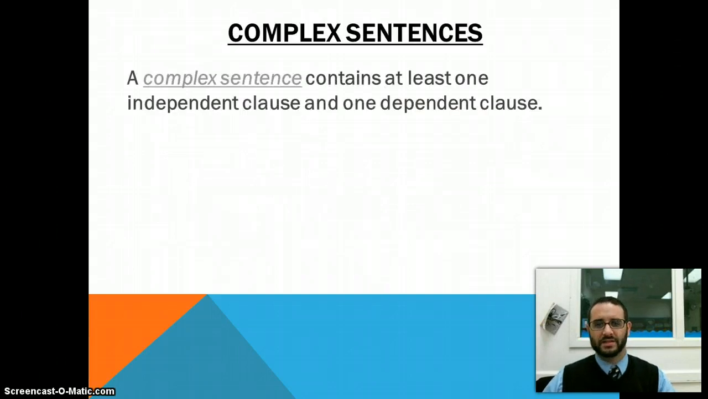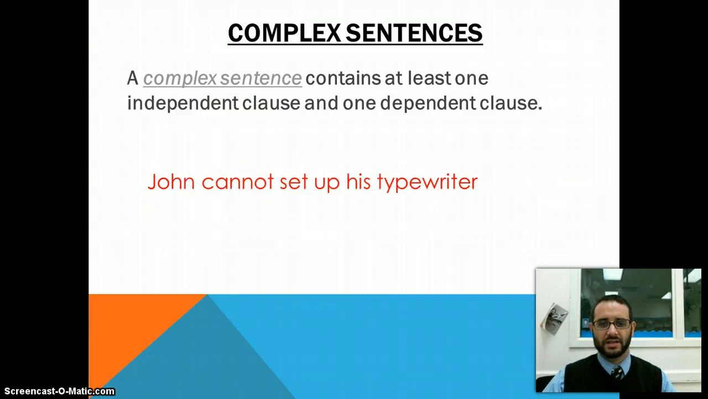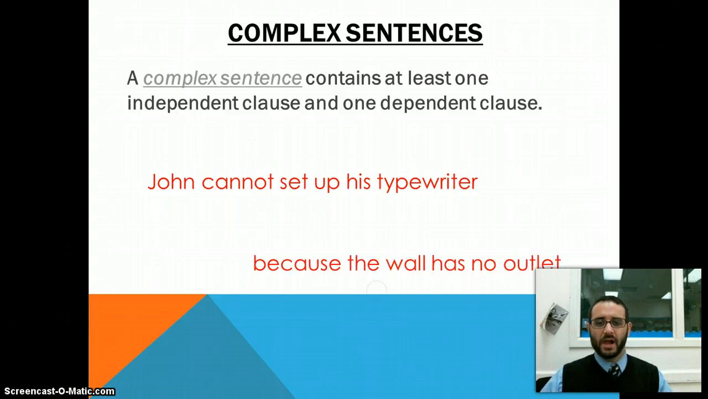So a complex sentence contains one independent clause and one dependent clause. So, John cannot set up his typewriter. This is an independent clause. It's a sentence, it makes sense by itself, it'd be perfect. Because the wall has no outlet, that is a dependent clause. Although it has a subject and a verb, since it has the word because in the beginning, it doesn't really give us enough information. So if you just read a sentence that said, because the wall has no outlet, it wouldn't really make sense. So that's a dependent clause. It needs something to clarify its meaning.